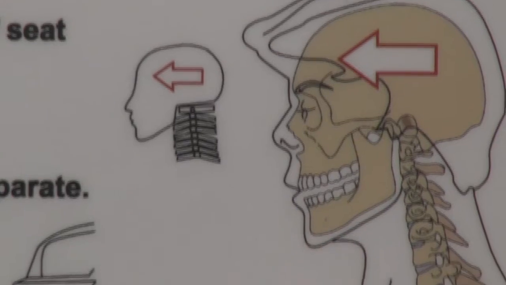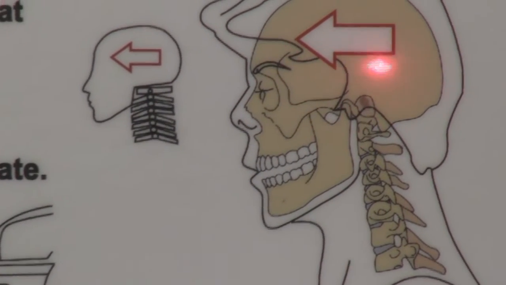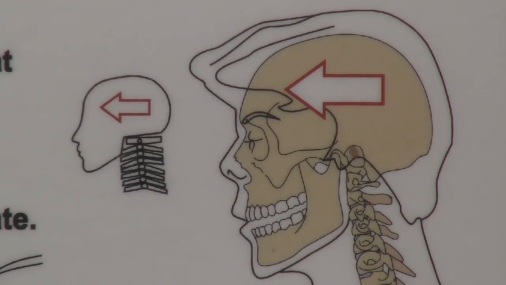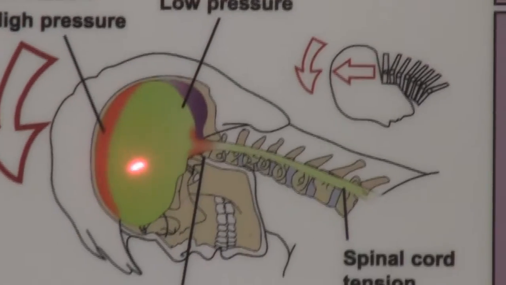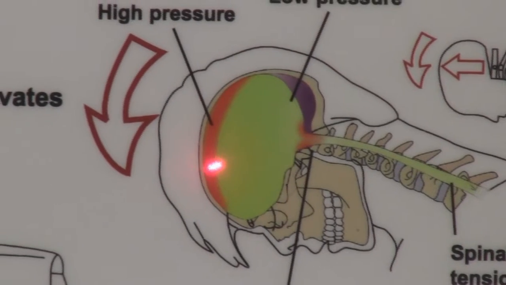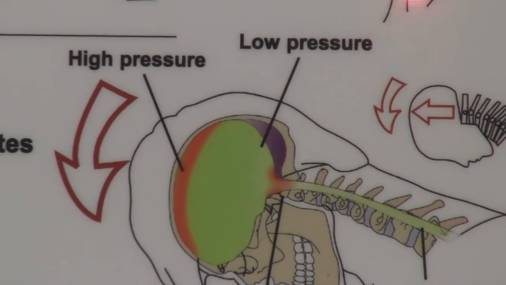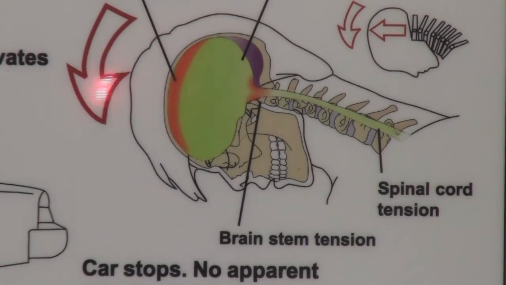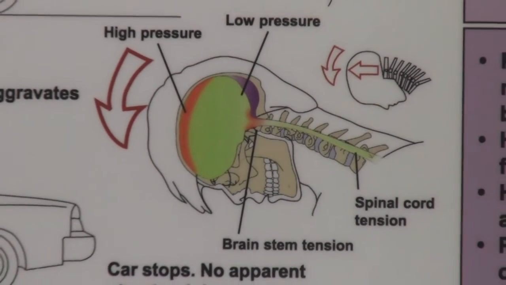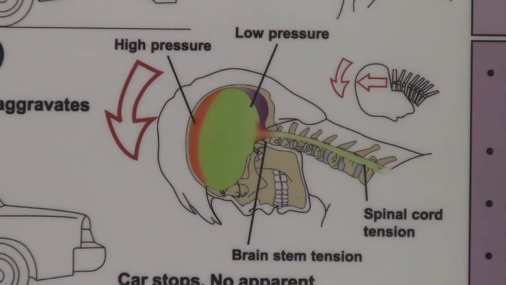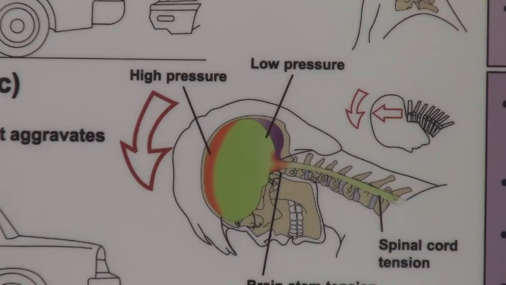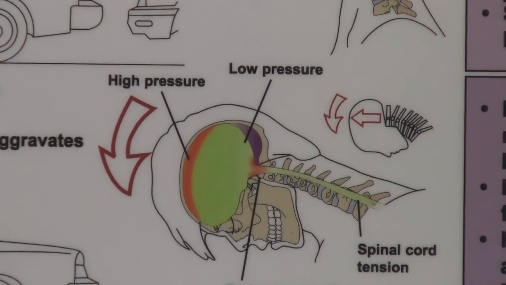Then as the head is thrown forward, the brain actually gets thrown inside the skull, causing high pressure where the brain is encased in the skull. And this will sometimes actually cause what's called a traumatic brain injury. And so this will give patients all kinds of weird symptoms from the whiplash.